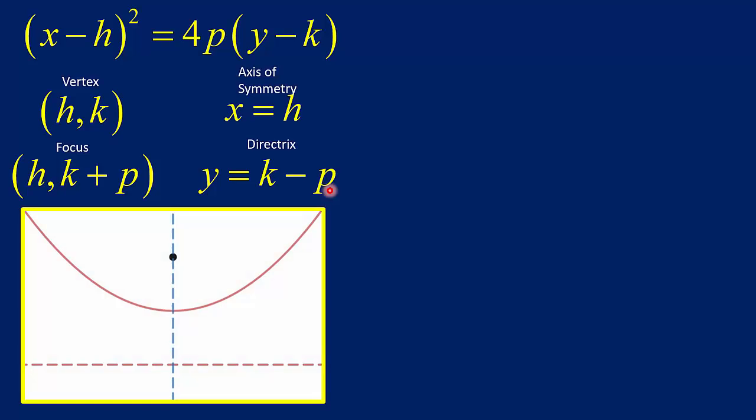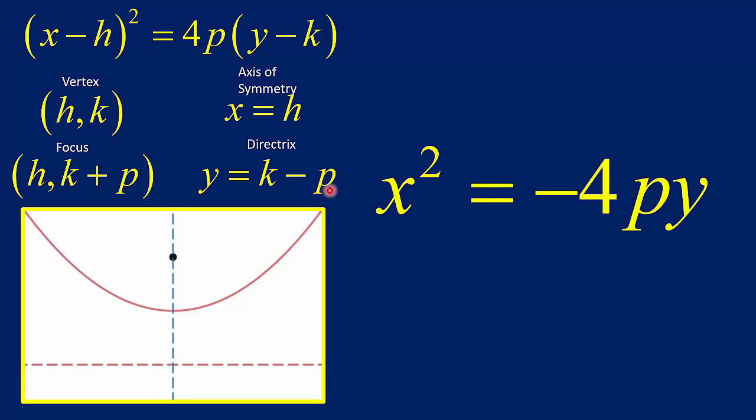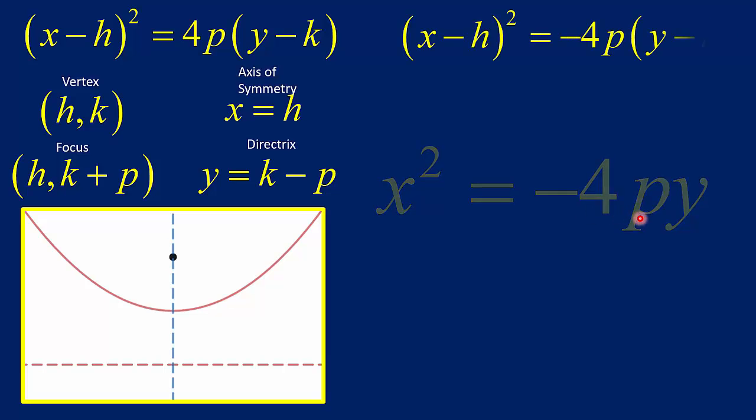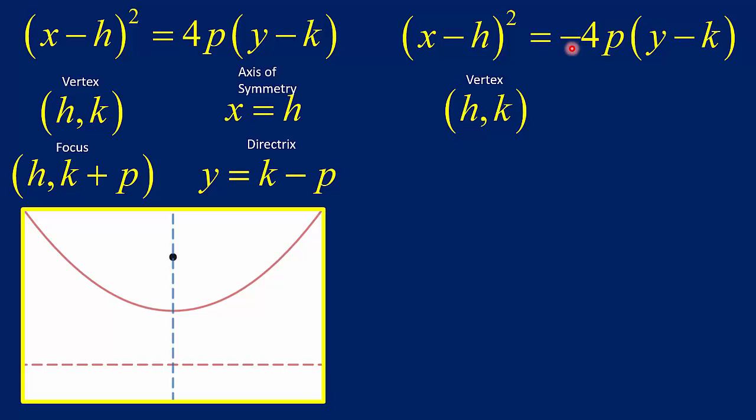Now let's suppose we have a negative in there. Let's suppose it's x squared equals negative 4py. Well, let's think about a shift that's taken place. So here we've got this. So now we've got an upside down parabola that's been shifted. Well, the vertex is going to be the same. It doesn't matter if the parabola is right side up or upside down, right?